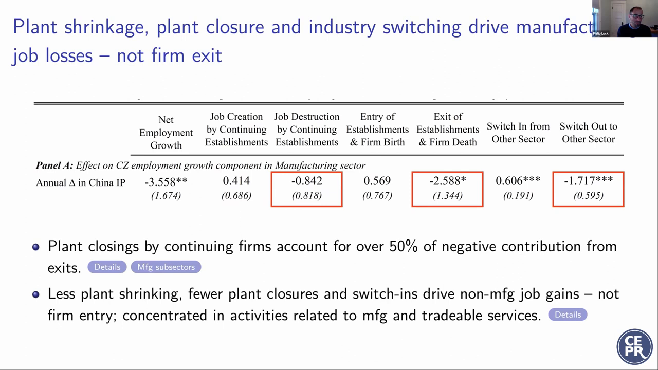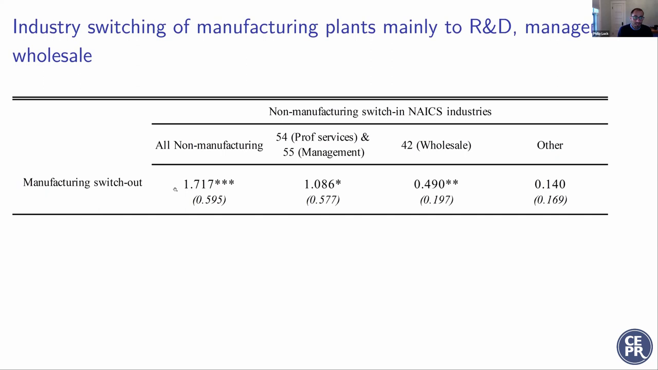Okay, so let's spend a little more time talking about the switching. So not only can we observe that these establishments exit manufacturing, we know their industry affiliation before and after, so we can actually look at where they are going and where they are coming from, which also might give us some indication as to how much this is actually a true change. So what I'm showing you here is basically that same outflow of establishments. So these are establishments that are continuing but moving to non-manufacturing. And the first question is just where are they going?